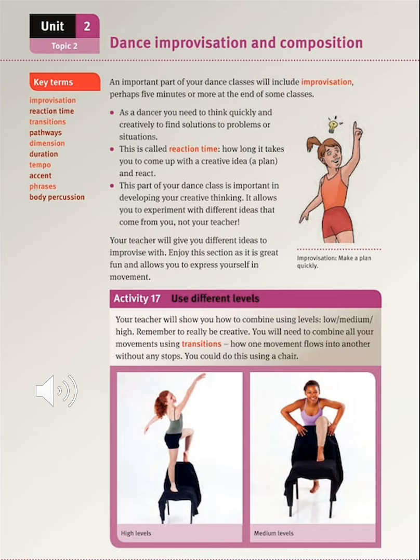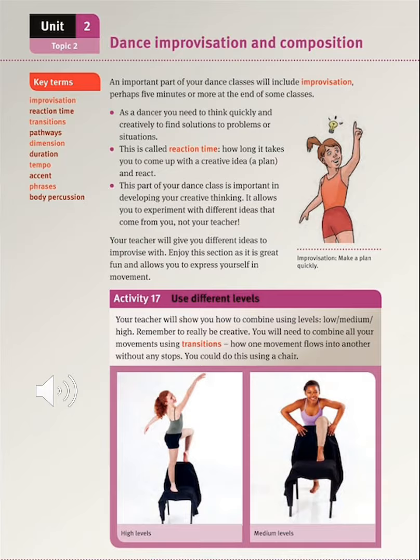Use different levels. Your teacher will show you how to combine using levels, low, medium, and high. Remember to really be creative. You will need to combine all your movements using transitions, how one movement flows into another without any stop. So transition is literally moving from one movement into another without any stopping in between. You could do this using a chair. If you look at the image, you'll see that the image on the left hand side is high level, and you'll see that the movement on the right hand side is medium level.